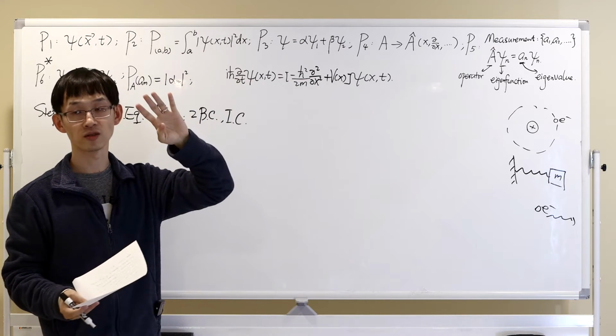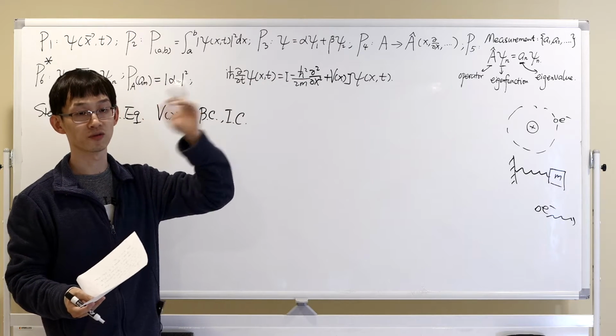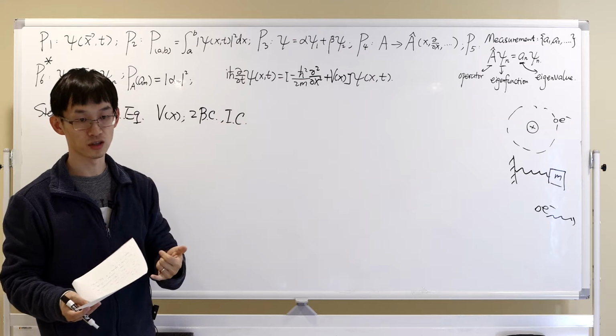So you will have 4 boundary conditions. You will need 4 boundary conditions. For 3 dimensions, you need 6 boundary conditions.